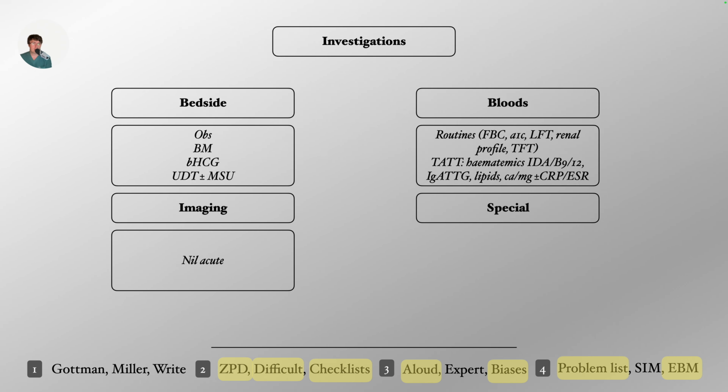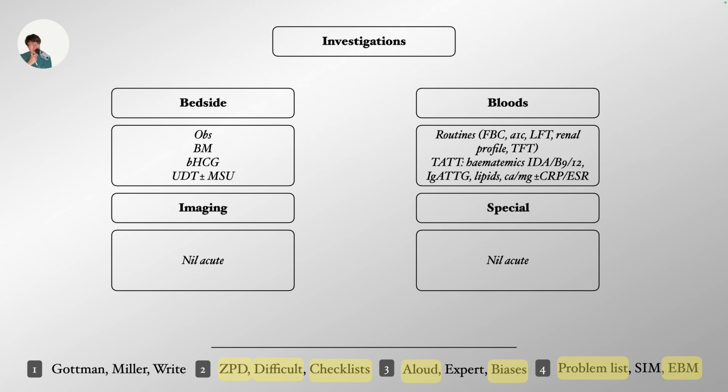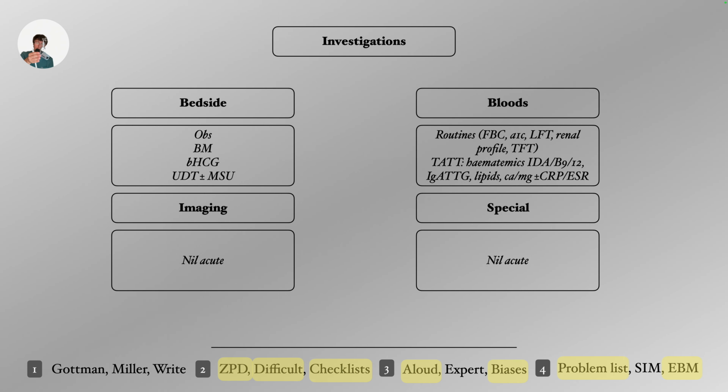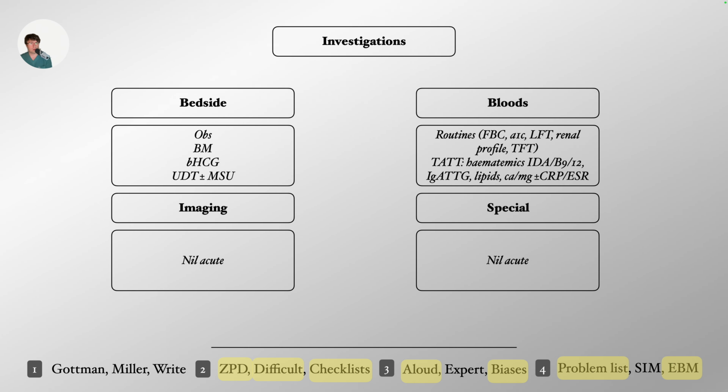Imaging, nothing at the moment. Am I going to do any special tests at the moment? No. So I've hidden that away, I've got the structure, and I've asked the group, what would you do? So we'd come up with a couple of things. Maybe you could say, all right, Bob, give me bedside. All right, Bobette, give me bloods, and so on.